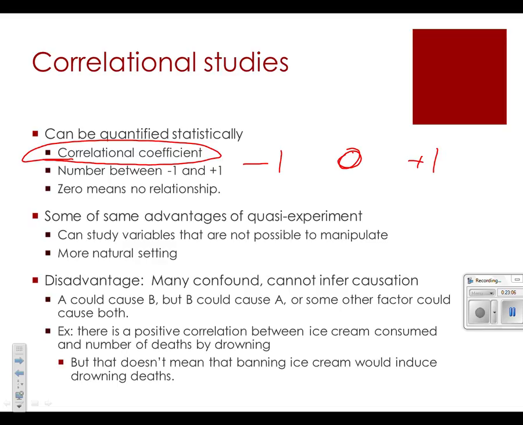Now, a correlational study has some of the same advantages of a quasi-experiment. You can study variables that are not possible, ethical, or practical to manipulate, and it's also a more natural setting. The disadvantage, of course, is also the same as the quasi-experiment. There are going to be many potential confounds, many confounding variables. And you'll hear psychology majors say this all the time: correlation does not equal causation.